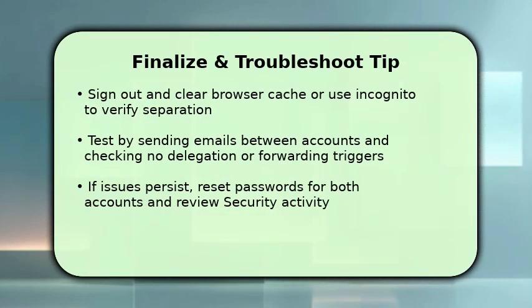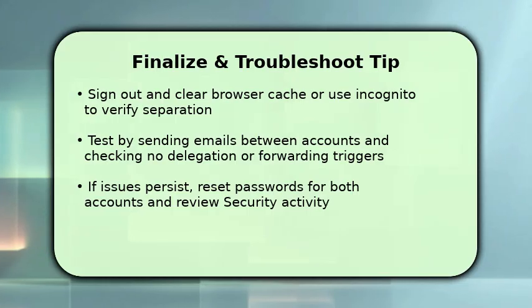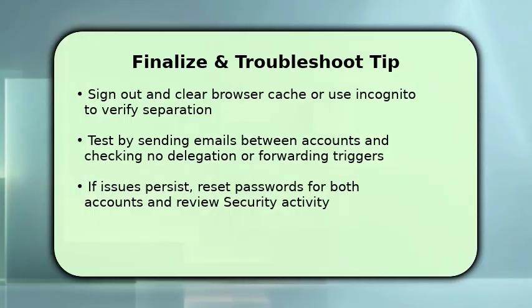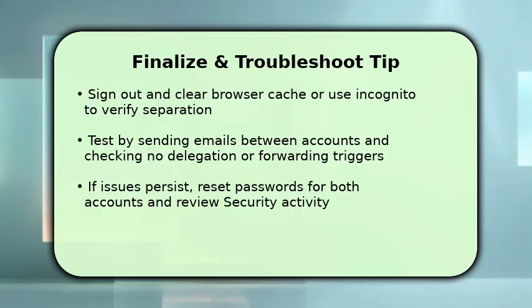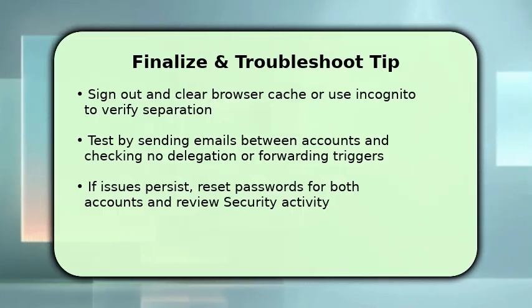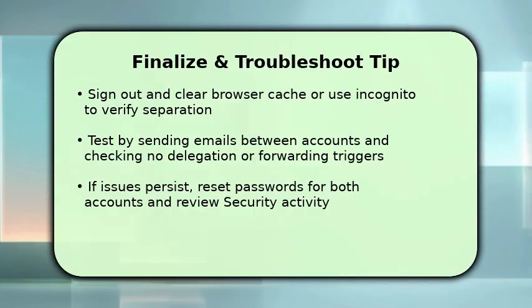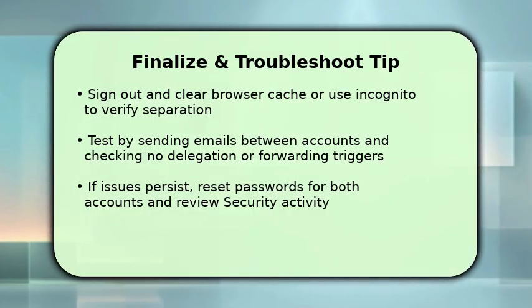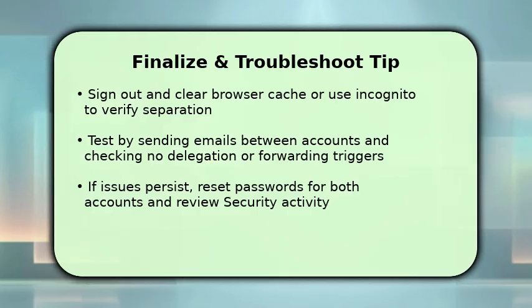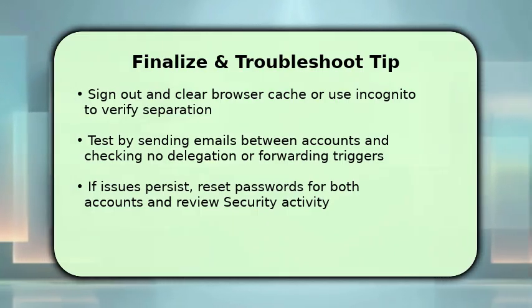Finish by signing out of both accounts and clearing your browser cache, or use an incognito window to sign back in separately. This verifies the unlinking took effect. Send test messages both ways and confirm there is no automatic forwarding or delegated access. If you still see linkage, reset the passwords for both accounts and recheck security, your devices, and recent activity to revoke any lingering sessions or app access. That usually resolves stubborn linkage problems quickly.